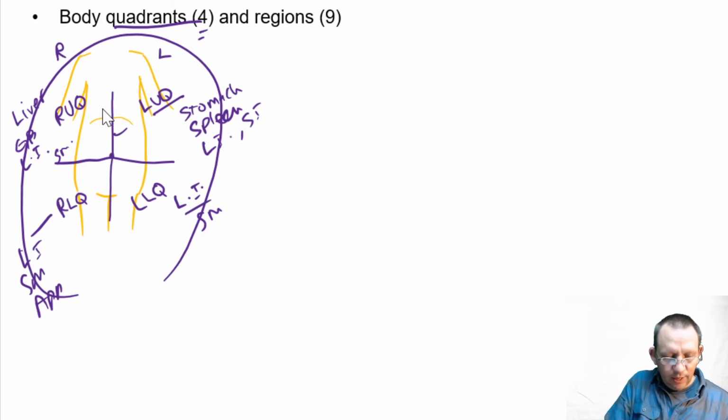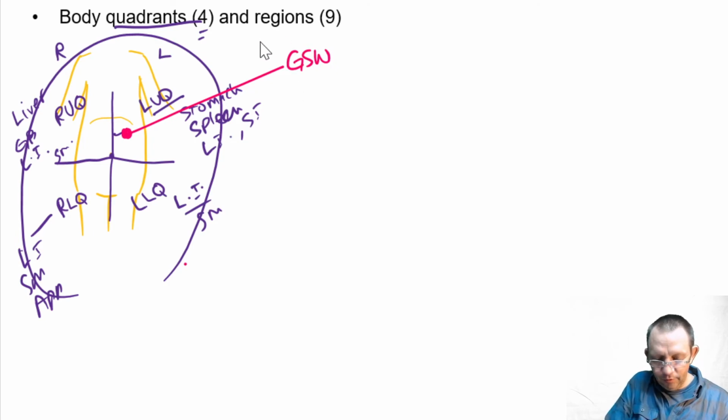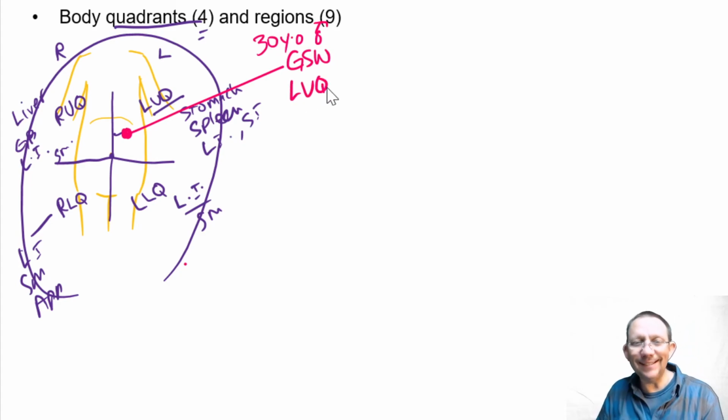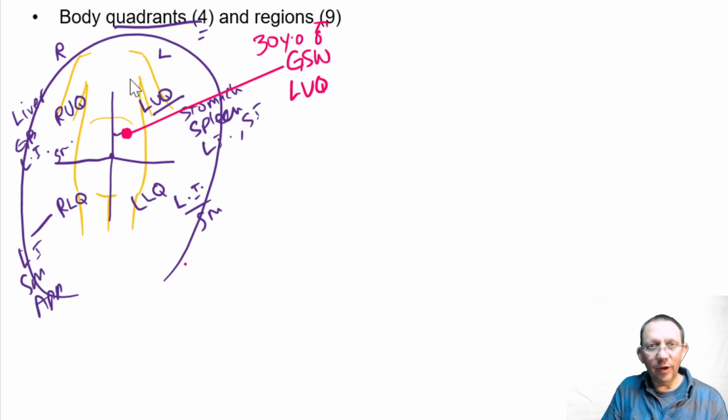So say you're working in an emergency room and you get a GSW, maybe a gunshot wound. Let's say 30-year-old male, GSW, left upper quadrant, whatever. Okay, that's how it's usually going to be listed, so you know where to look. If you're looking elsewhere, you're not going to find it, right?